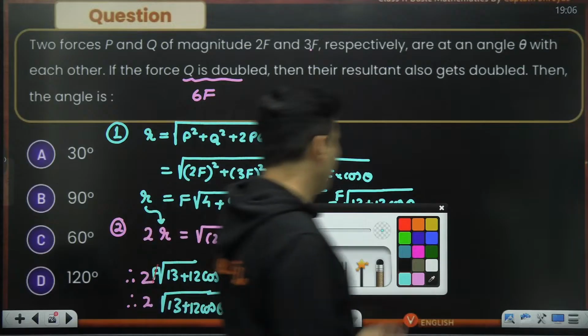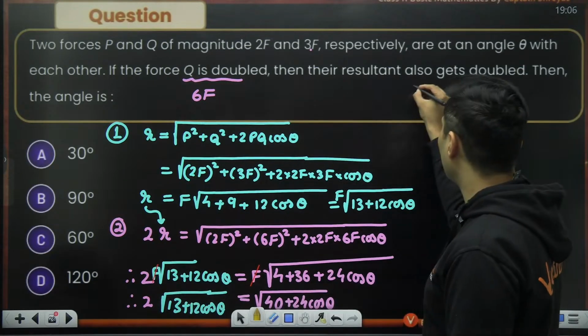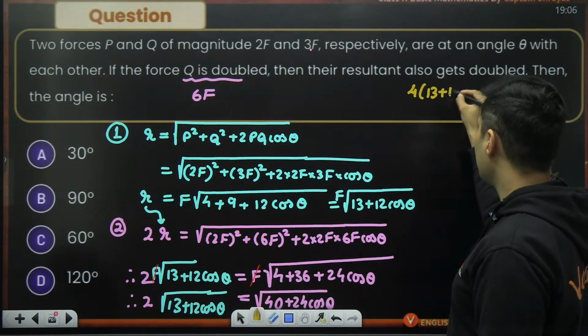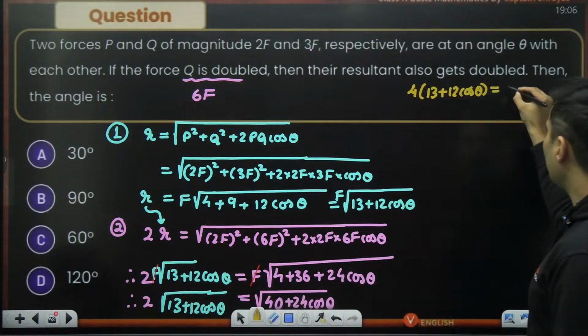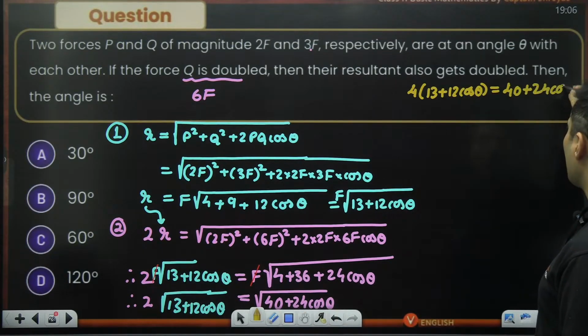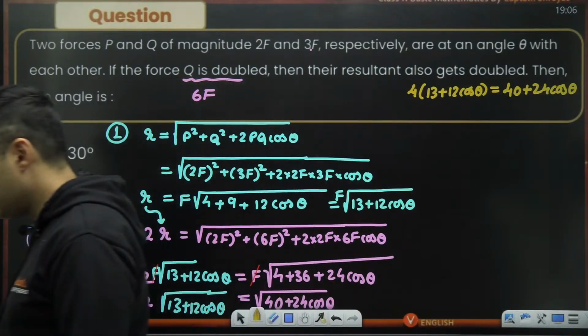Obviously, we have to square both sides. The moment you square both sides, what will happen? 2 square will become 4, multiplied by 13 plus 12 cos theta is equal to 40 plus 24 cos theta.